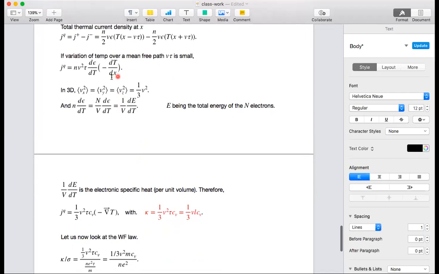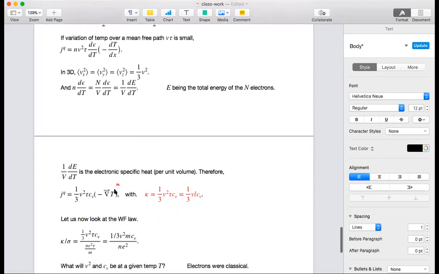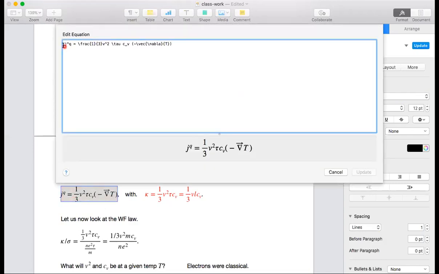So part of this quantity is just the specific heat of the metal. If you use that information, what you have is J_Q is just 1/3 v squared tau times C_V times, there should be a vector here, this is a vector, minus the gradient of temperature. So we have got an expression. Let me just correct that quickly.